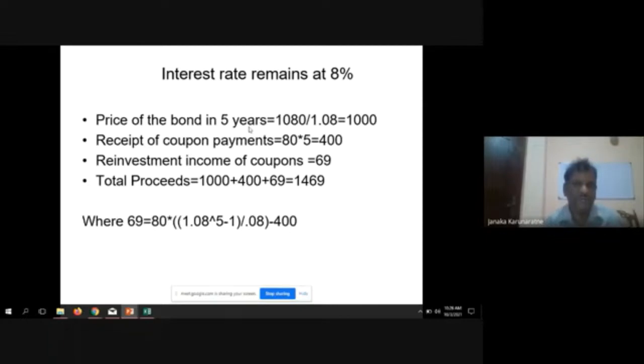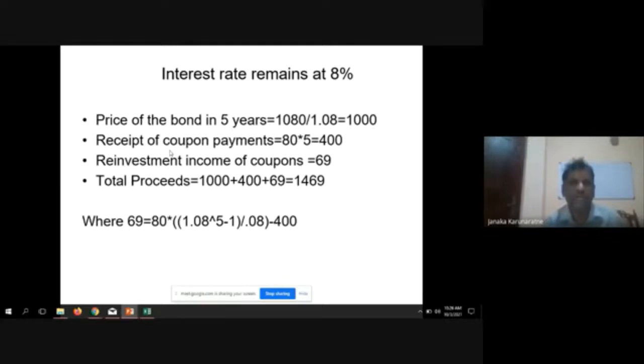So in 5 years' time, if the interest rate remains the same at 8%, the bond value will be 1,080 divided by 1.08. That is 1,000, because after 5 years you will get 1,080. So divided by 1.08, if the interest rate remains the same, then it is 1,000.